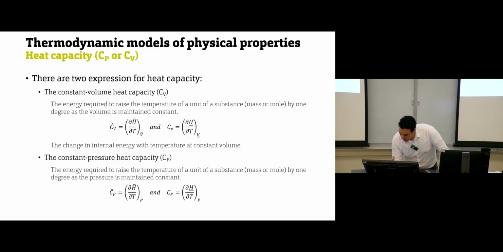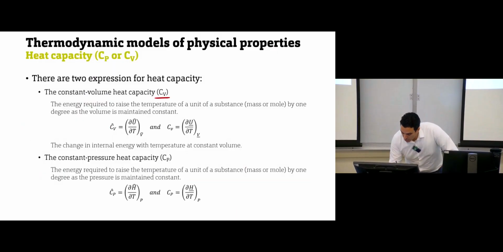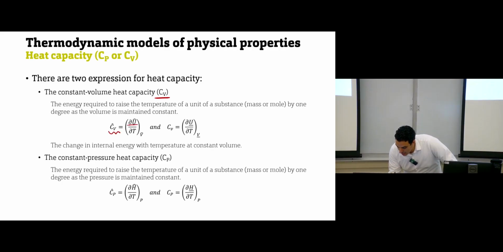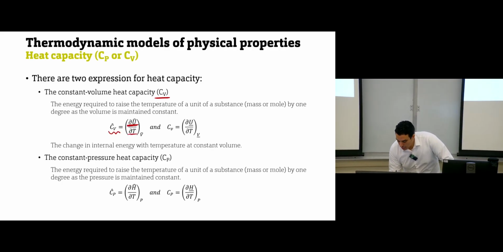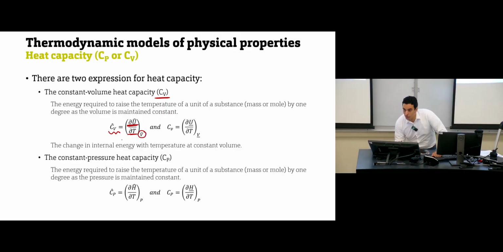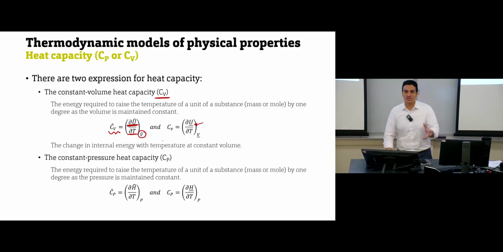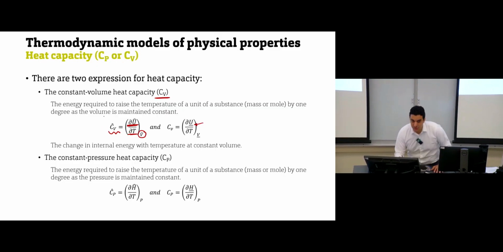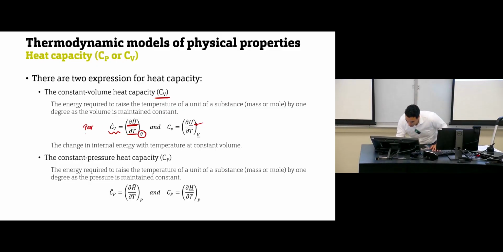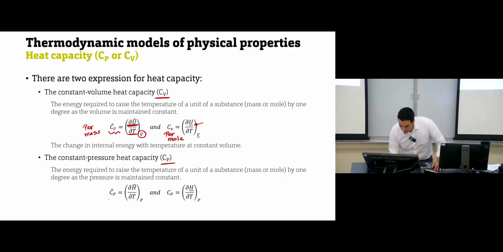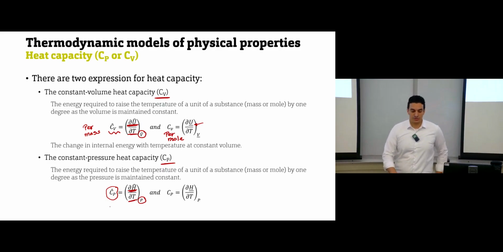So CV is nothing but the change in internal energy with respect to temperature at constant volume, and it can be specific or molar based on the CV units. CV units can be described as per mass or as per mole. And CP also is the change in the enthalpy with respect to temperature if the process operates at constant pressure.